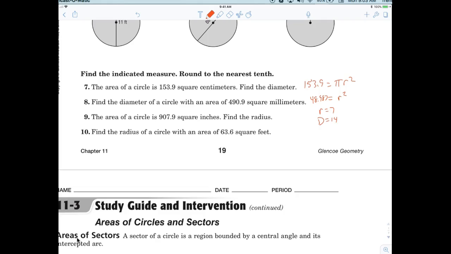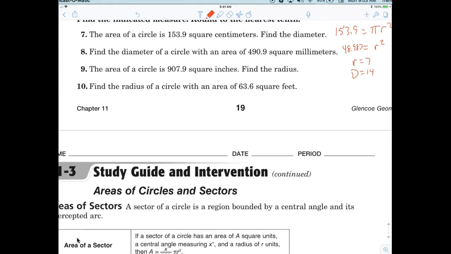All right, so let's do number 10. Everybody do number 10 and tell me what the radius is this time. It looks like it's 8. Anybody agree with that? For number 10, I don't think it's 8. I got 5.639. So you have to divide by pi first. It's 63.6 divided by pi.